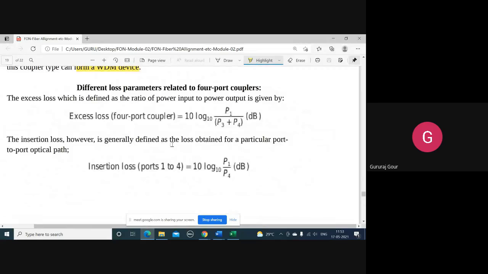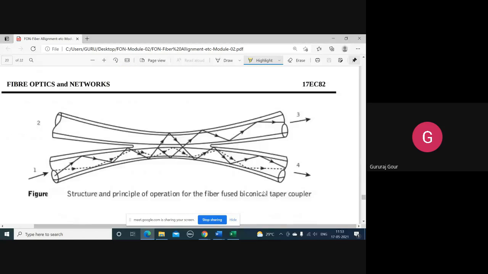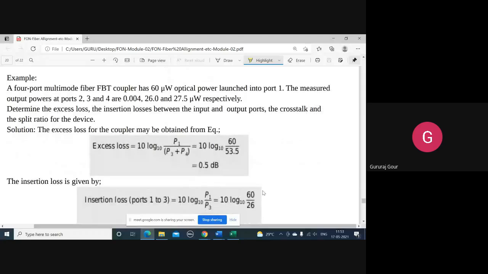Similarly, we got excess loss and insertion loss. Two more, so totally four formulas are there. Problems are very simple, guys. You can go through them. All the data will be given. Simply, you need to substitute here.